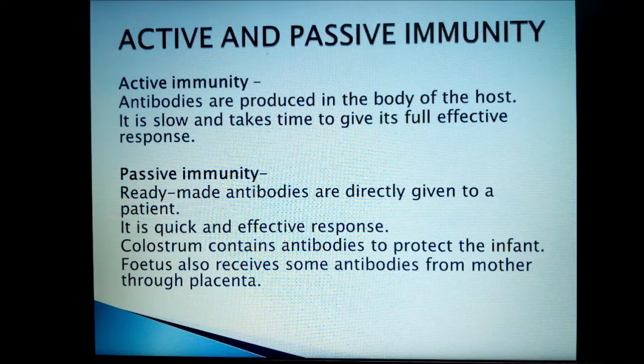Fetus also receives some antibodies from mother through placenta. When the fetus is growing in the womb of a mother, that time it receives some antibodies, and these antibodies protect the fetus.